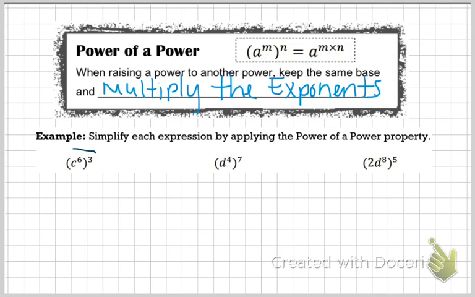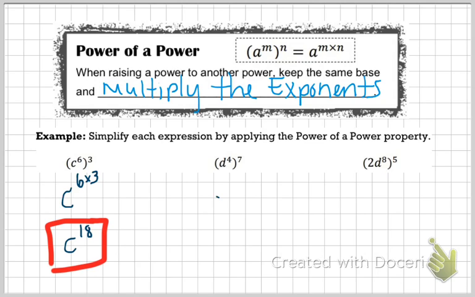In this example, we have c to the power of 6 inside some parentheses, and then this is called the outside power. It is raised to another power. So we are going to apply the property that says multiply. And that is c to the 6 times 3, and our answer is c to the 18. Simple.